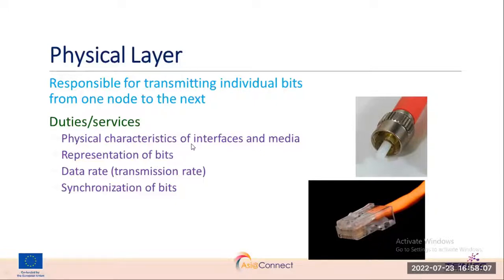Some physical layer characteristics are the interface and media, like guided and unguided media, and the representation of bits, where data is converted into a bit stream by different modulation and demodulation techniques. There are fixed or variable data rates, which is called the transmission rate, by which data is transmitted from sender to receiver, and the synchronization of bits sent from sender to receiver, so that the bit stream can maintain its jitter.